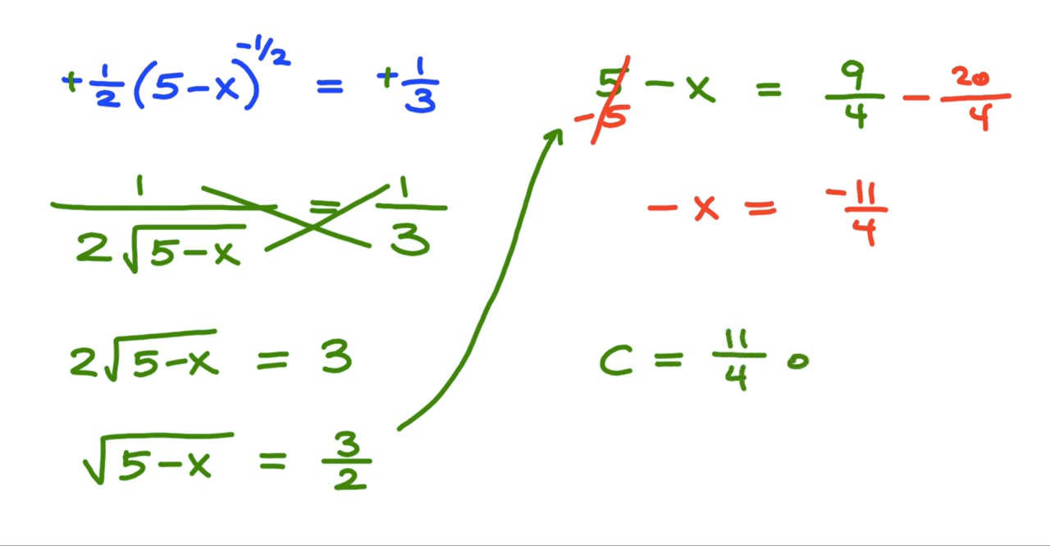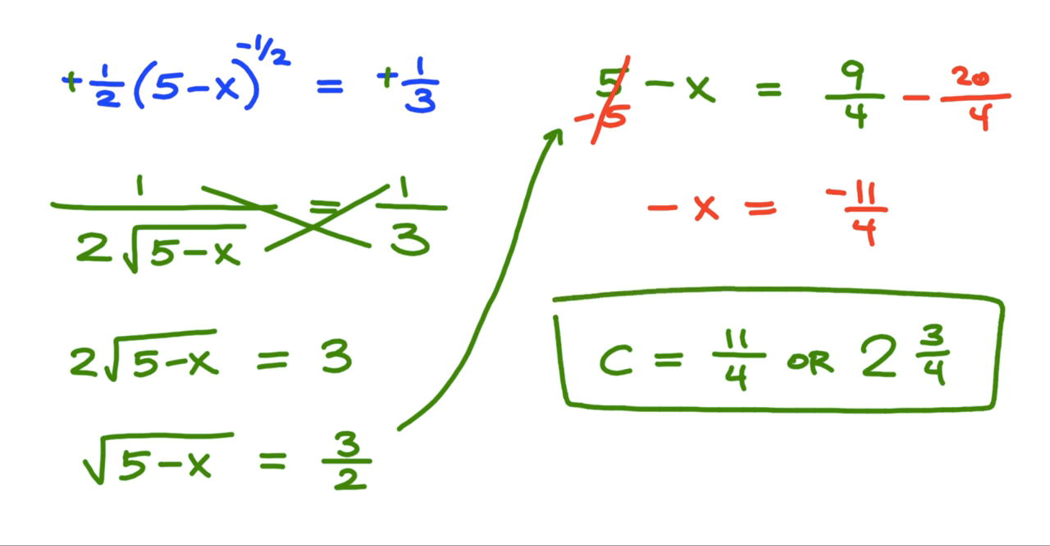Or 2 3/4 if you prefer. 2.75 is fine. Notice I changed the x to a c for absolutely no mathematical reason. C is our variable of choice when we're doing mean value theorem. And I do have to make sure that 2 3/4 is in the proper interval.